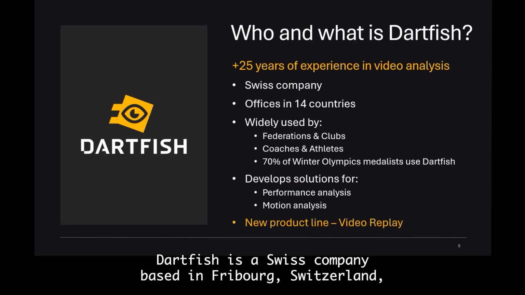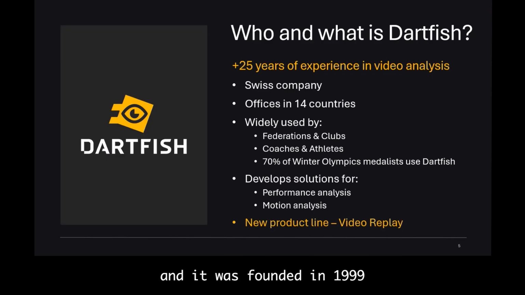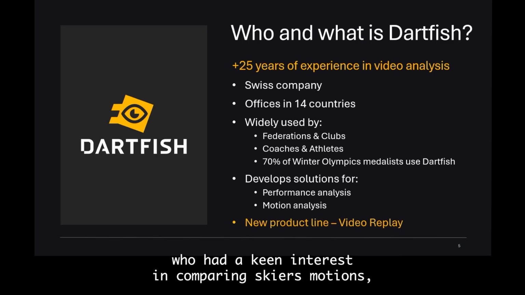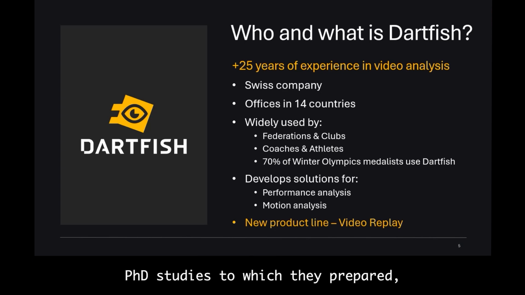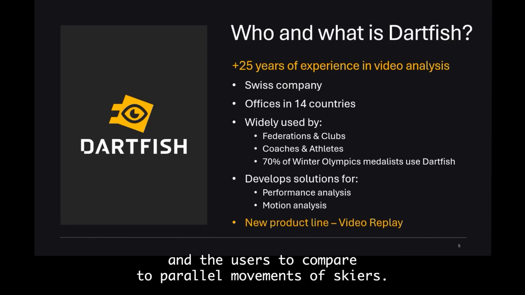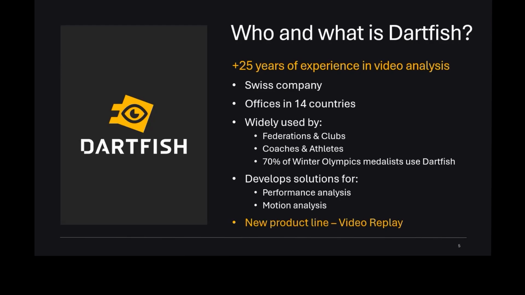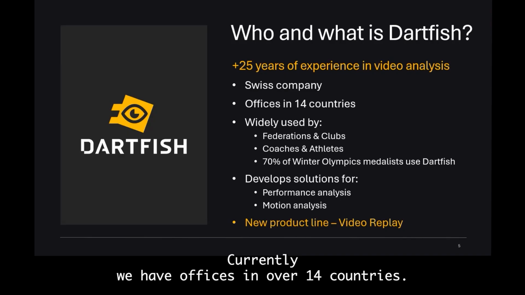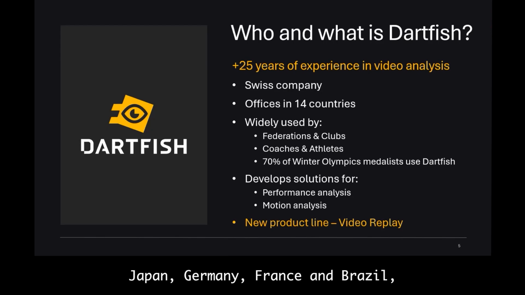Dartfish is a Swiss company based in Fribourg, Switzerland, and was founded in 1999 by PhD students of the Lausanne University, who had a keen interest in comparing skiers' motions throughout their PhD studies, to which they prepared a simulation software to enable themselves and the users to compare the parallel movements of skiers. And this is how they called the company to life. Currently, we have offices in over 14 countries. Some of those, for example, US, Japan, Germany, France, and Brazil, besides Switzerland, of course.